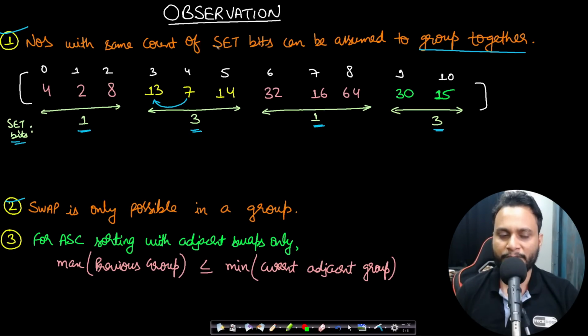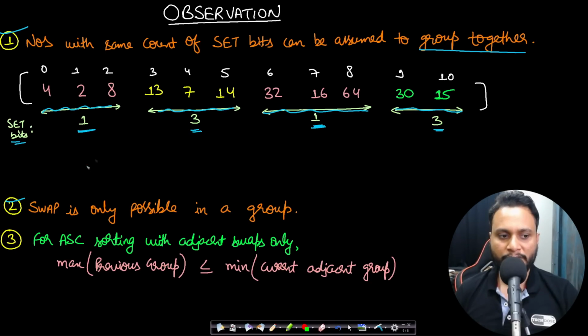Why will they be in different groups, right? If they are in different groups, it means they do not have the same count of set bits, and hence they cannot be swapped. Even if same-count groups are present but separated, they cannot be swapped with any of the items, because only adjacent swaps are allowed, right? In between there must be a group with a different count of set bits. Therefore you can observe that swapping can only be done within a group and cannot be done with different group items.